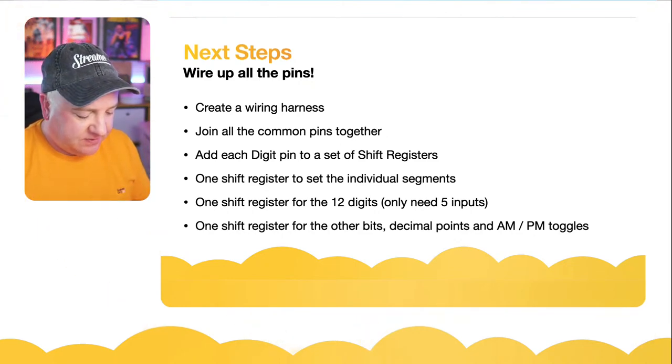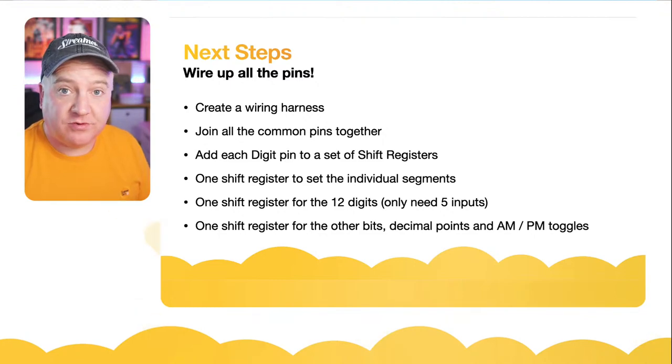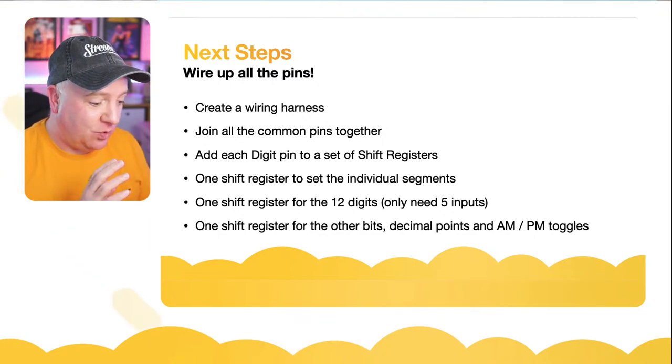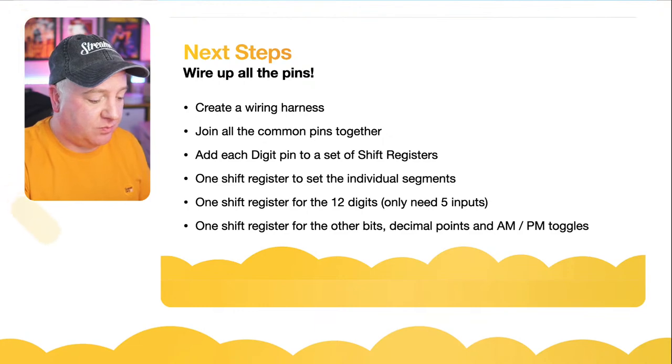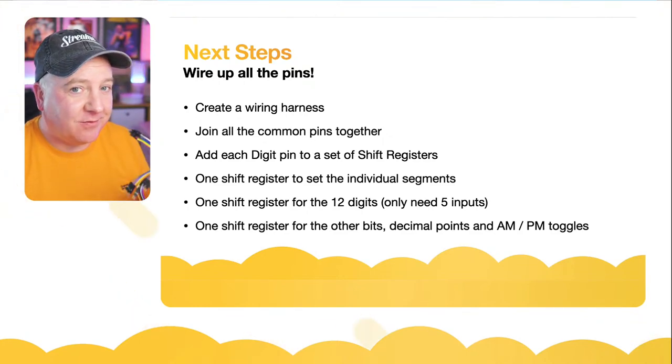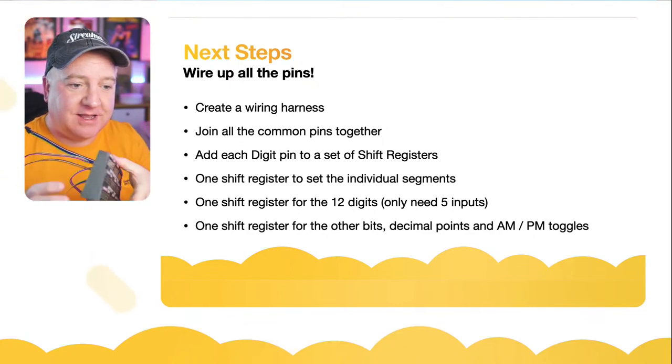So that means I just need to have one shift register just for those, and one shift register for everything else. I should pretty much be able to get away with just 2 shift registers, which, if you think about it, is crazy, given that there's like 192 pins connected to this.